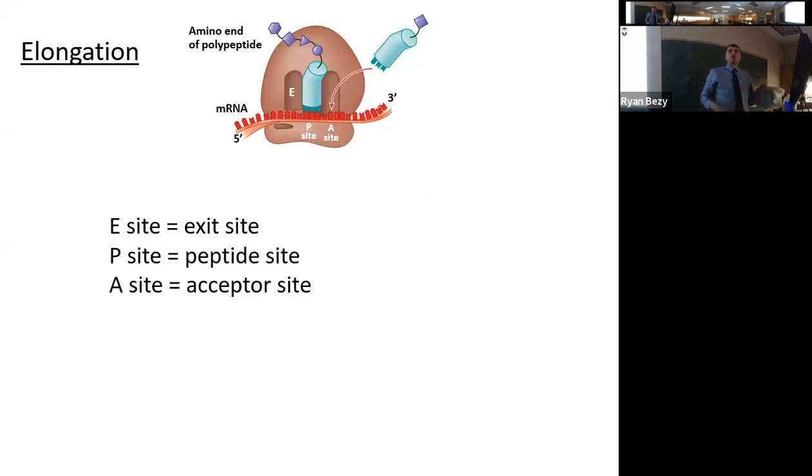So if we're looking at what's going to happen, here we have an empty A site to start off with. We have a tRNA that's carrying the polypeptide chain that we are building. So here's the growing polypeptide chain. Here it's attached to a tRNA in the P site. The A site's empty, but here's a tRNA that's going to come into that A site.